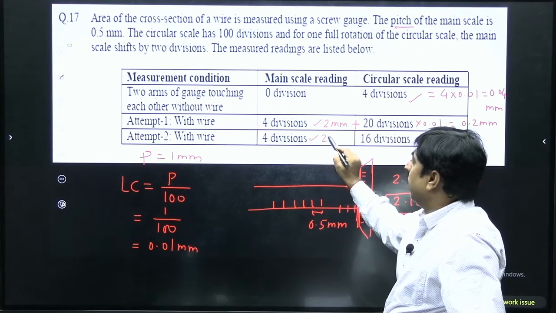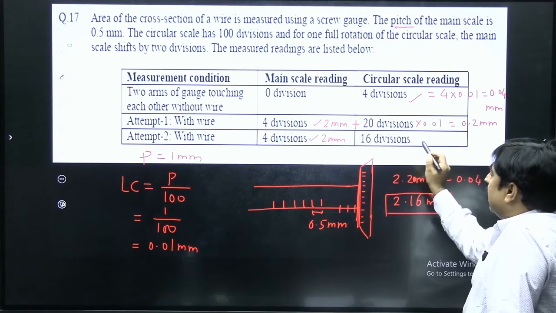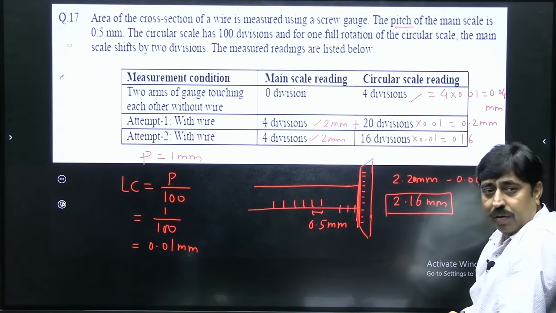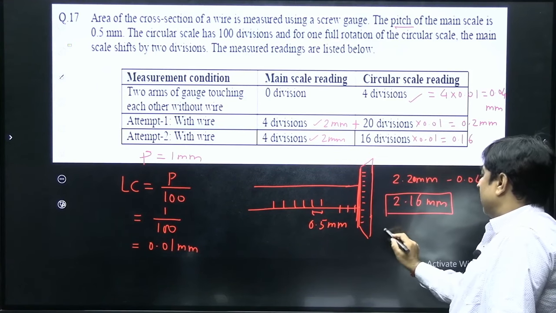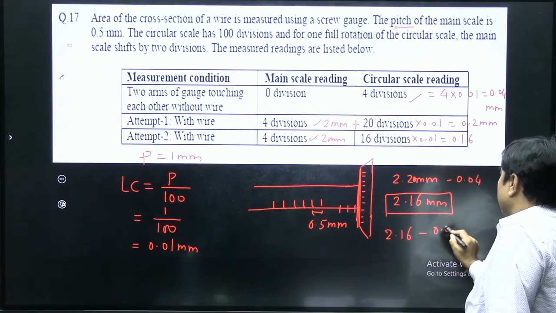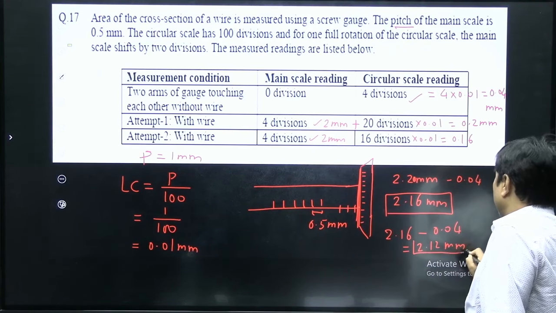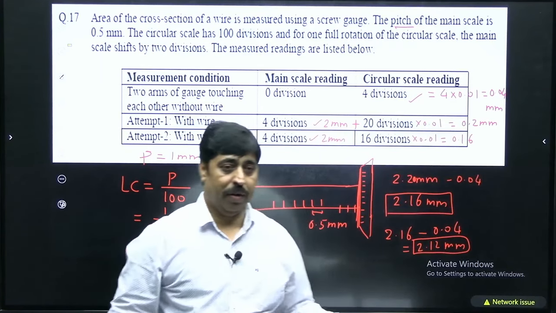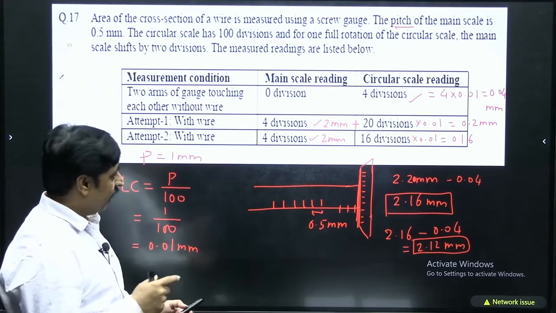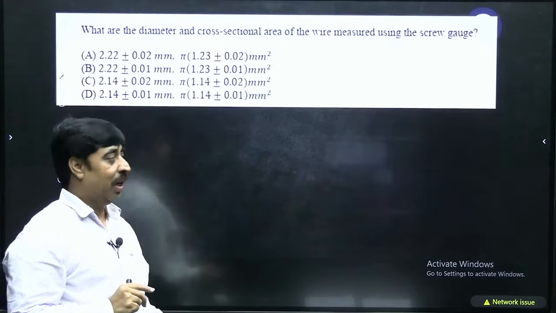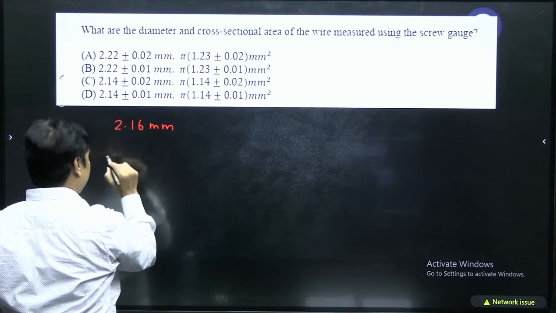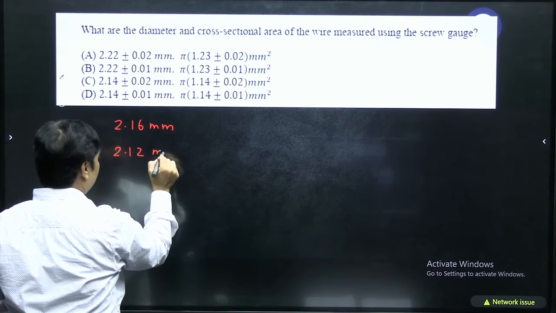4 divisions, again 2 millimeter on the main scale. 16 divisions multiplied by least count is 0.16. So it is 2 plus 0.16, 2.16, subtract the zero error and it becomes 2.12. So the experimenter, the person taking the measurement, has measured the diameter of the wire twice, and his first reading is 2.16 mm and his second reading is 2.12 mm.